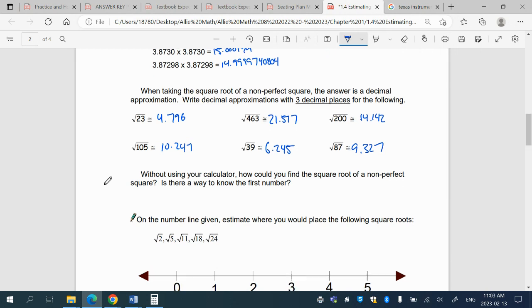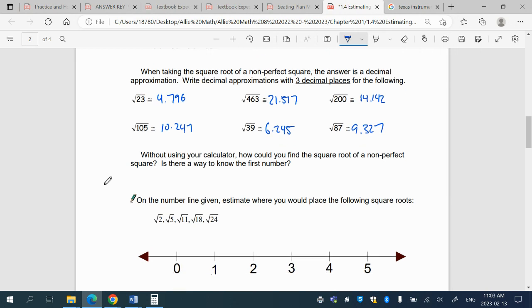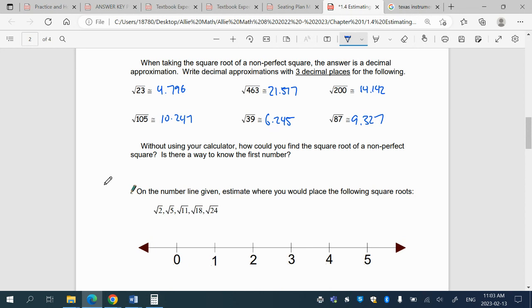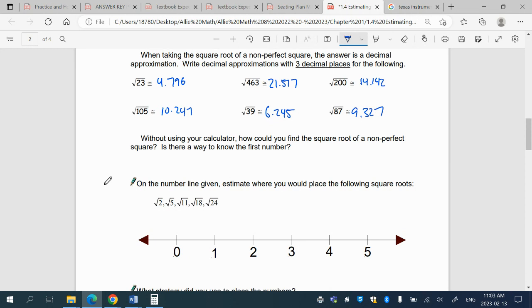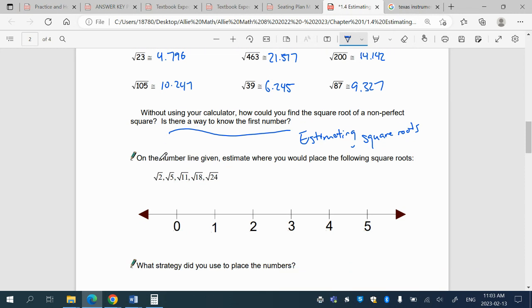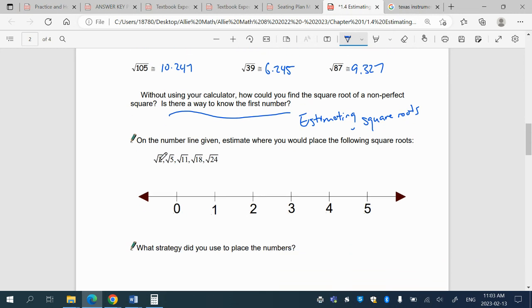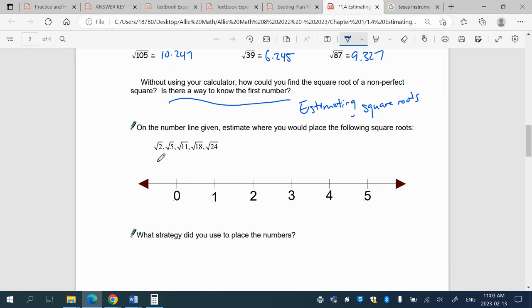Okay. Without using your calculator, how can you find the square root of a non-perfect square? Is there any way to know the first number? Okay, this is when we get into what we're doing today, which is estimating. You don't need to write this down. It's wonderful when we have our calculator, but if we don't, is there a way to approximate what the first digit is going to be? On the number line given, estimate where you would place the following square roots and what strategy to use.